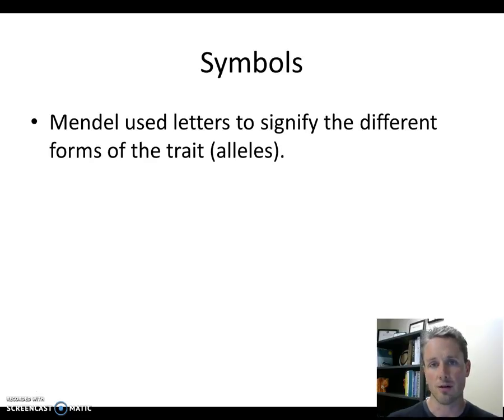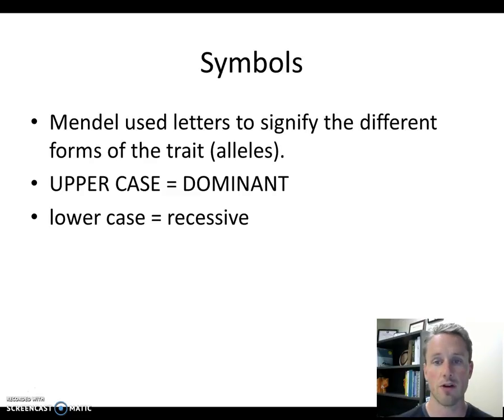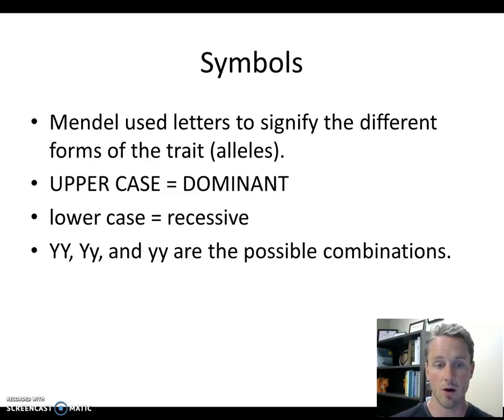After Mendel determined this, he began using symbols to represent the versions of the genes. He used different letters to signify the different forms of the trait, or what we'll call alleles. When we use these symbols, uppercase letters are going to designate the dominant form of the trait, while lowercase letters will represent the recessive form of the trait. And so there are three combinations. For the yellow seeds, we'll use yellow seeds as an example. We'll use Y as the letter to represent the gene. So uppercase Y will be yellow, lowercase y will be green.